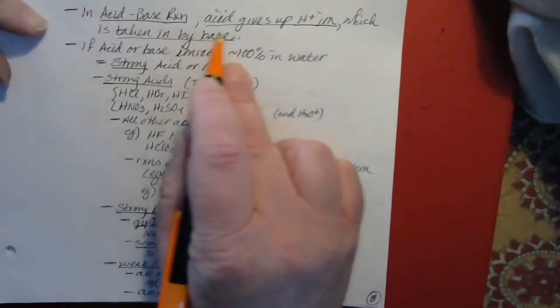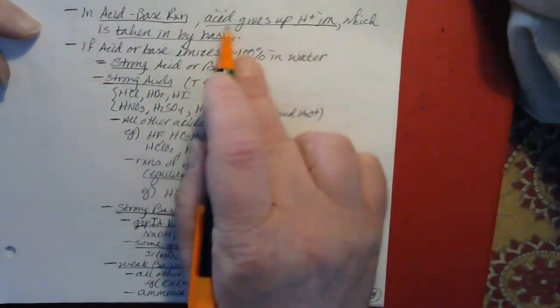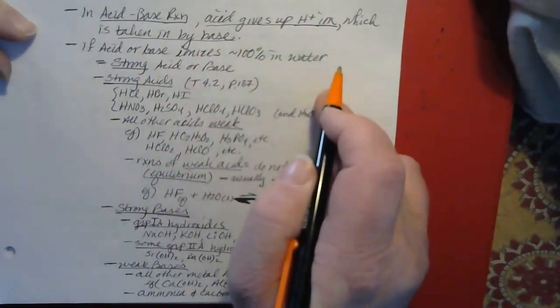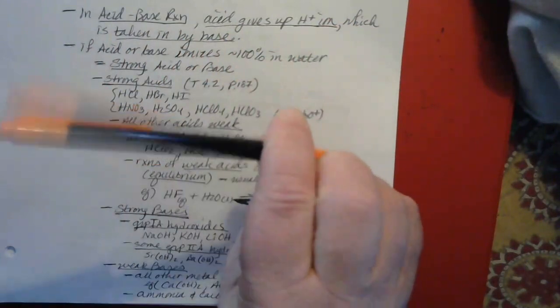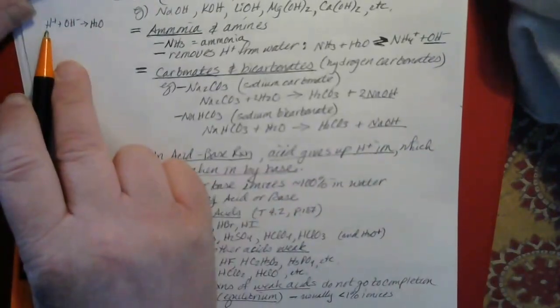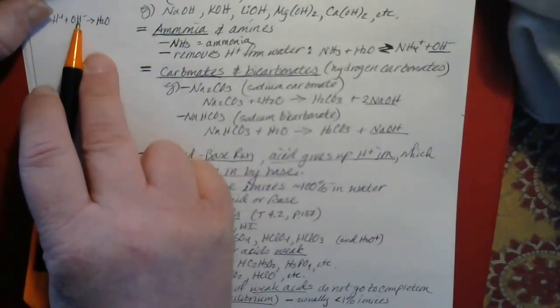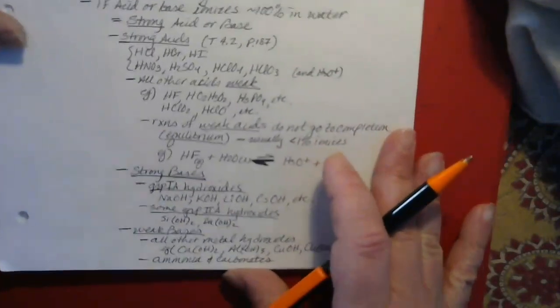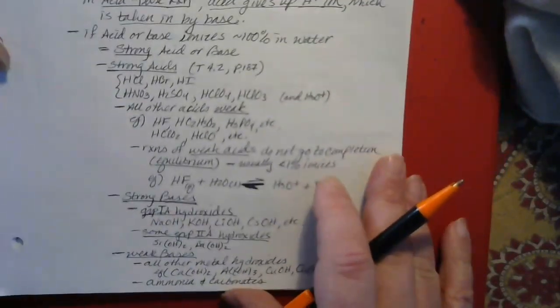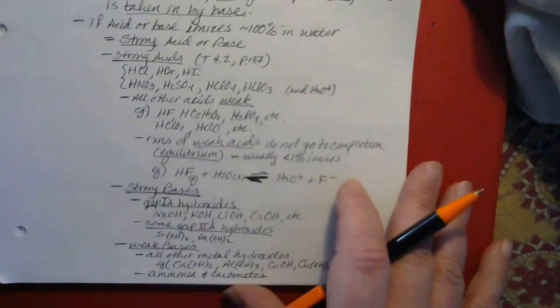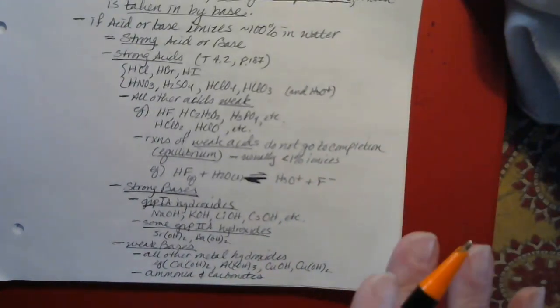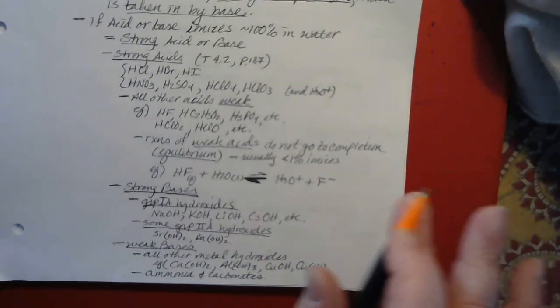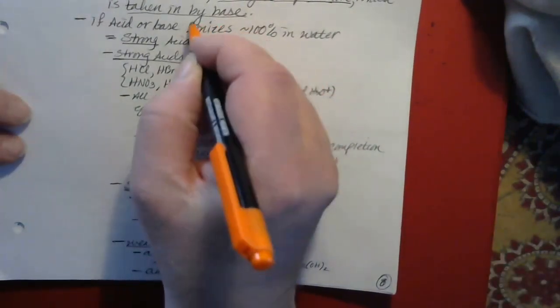Okay, in acid-base reactions, like I said, the acid gives up an H plus ion, which is taken in by the base. For instance, in this case, you can think of the acid as giving up the H plus ion, which the base OH minus takes in to form H2O. Acids and bases can be considered strong or weak depending on the degree to which they ionize in water.